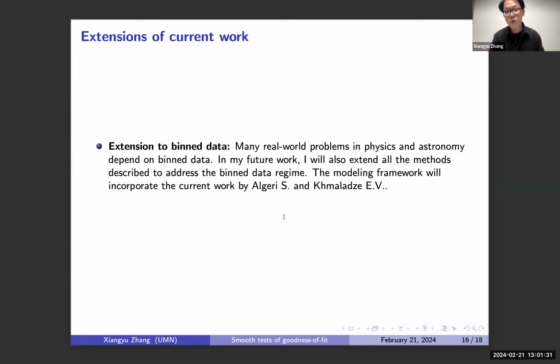So many of the real world problems in physics, astronomy, or some other areas, most of them depend on binned data. So in our future work, we will extend all the methods described to address the binned data regime, and the modeling framework will incorporate the current work by Sarah and Kamalat.